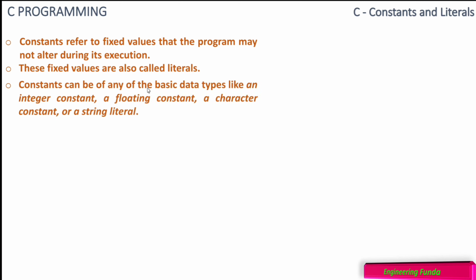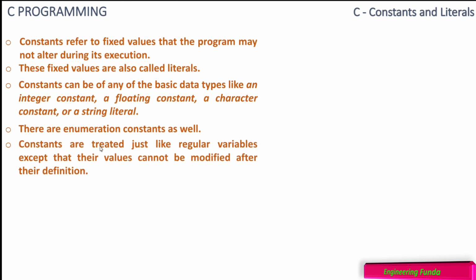Constants may be of any of the basic data types like an integer constant, a floating constant, a character constant or a string literal. There are enumeration constants as well. So my dear friends, constants are nothing but some numbers or some string constants or some character things that are fixed. We cannot change them, but yes, if we are assigning it to a variable, then we can change that variable value, but again that value will become a literal value. Okay, so we can assign a literal value there.